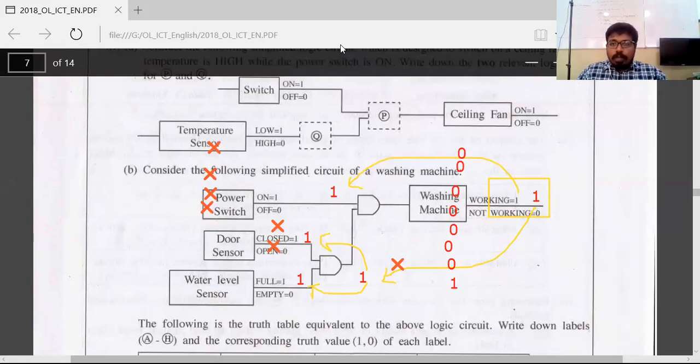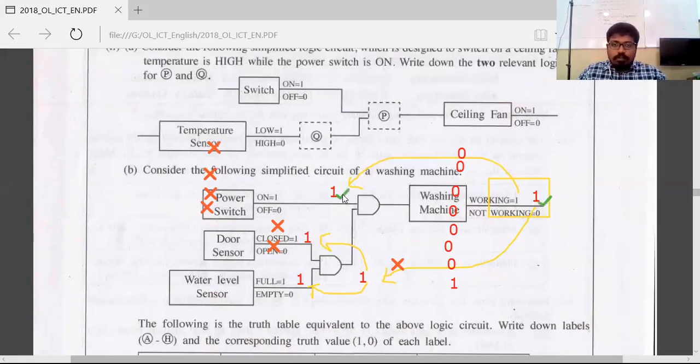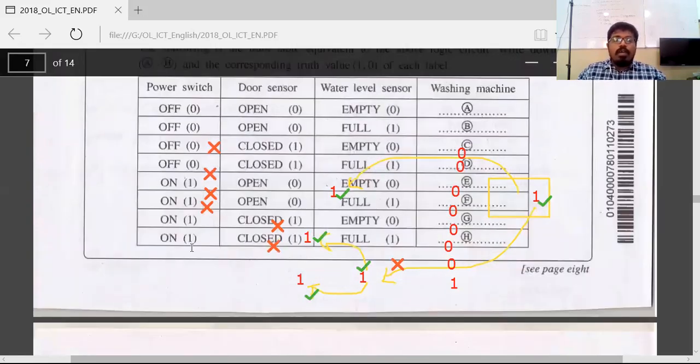Because of this is 1, this one and this one is 1. Because of this one is 1, this one and this one is 1. When you read the values, if it is 1, switch is on. If it is 1, door is closed. If it is 1, water level full. So power on, door closed, water level full. Look at the input. Power on, door closed, water level full.